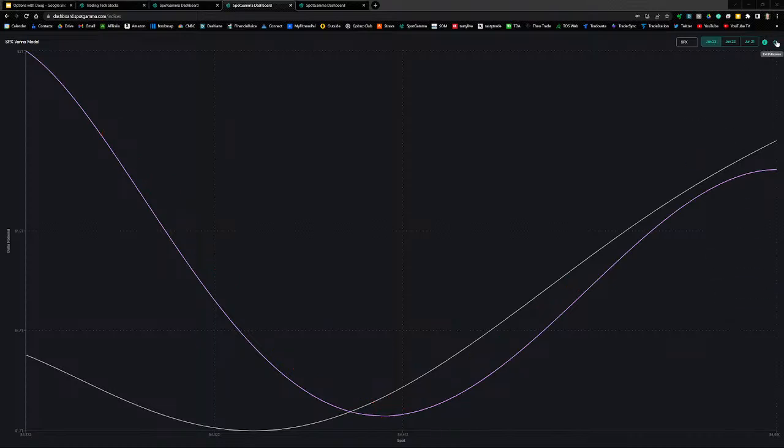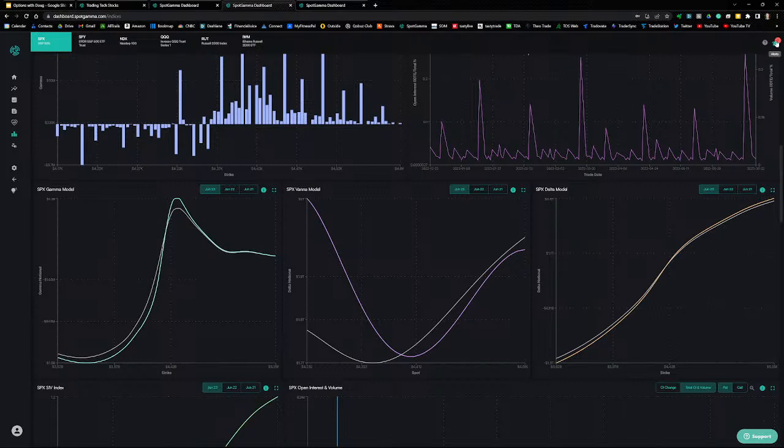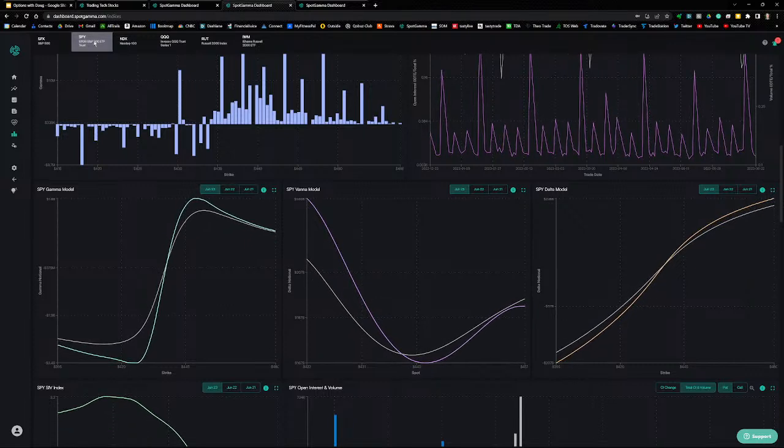All right, let's just take a quick look. So gamma notional for SPX is positive. And let's take a quick look at SPY. So gamma notional for SPY is negative, and this curve is more typical of a negative gamma environment.